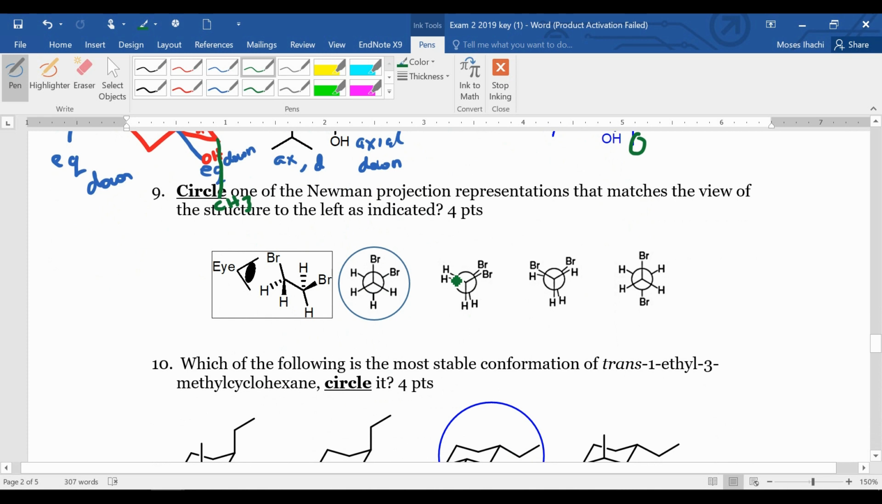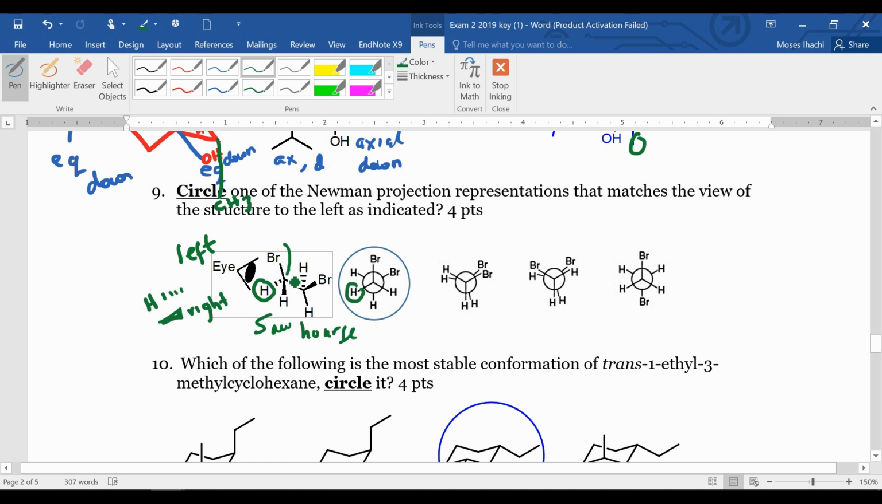Okay, so next is Newman projection. Based on where the eye is standing, what is the correct representation of the Newman of this sawhorse drawing? So the clue I told you is if the eye is on the left, any bond that's going to be dashed must be on the left. If the eye is on the left, any bond that's going to be wedged must be to the right of the circle. So you see this hydrogen here must be this hydrogen.